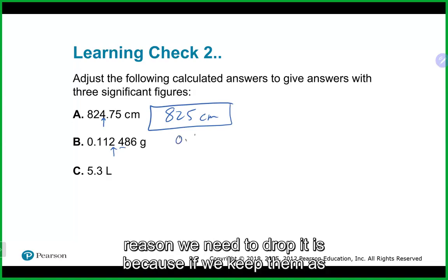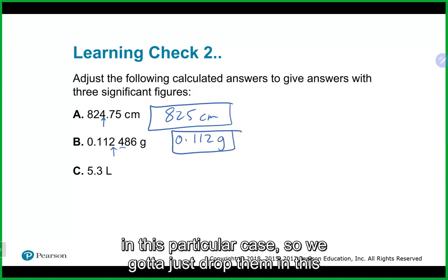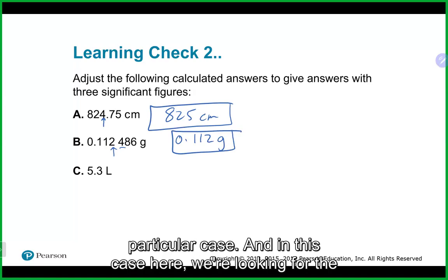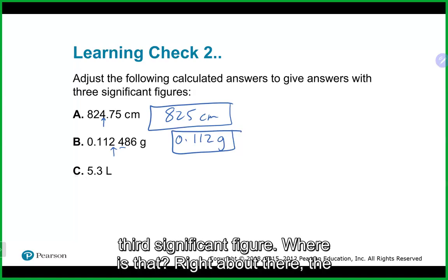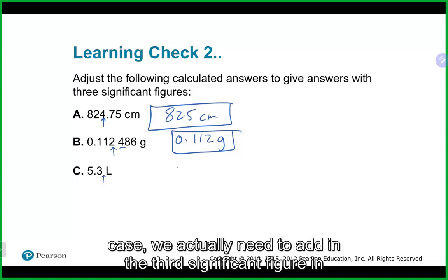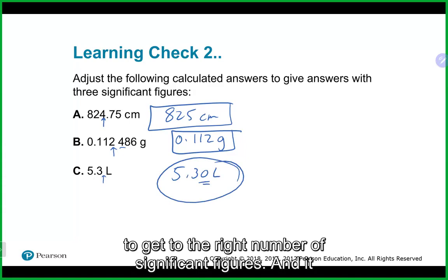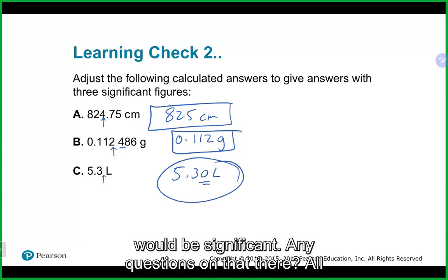And again, the reason we need to drop it is because if we keep them as zeros, we're adding more significant figures than we need in this particular case. So we just drop them. And in this case here, we're looking for the third significant figure. Where is that? Right about there. It's not there, right? So we actually need to add in the third significant figure, and that's again a case where we need to add a 0 to get to the right number of significant figures, and it would be significant. Any questions on that there?